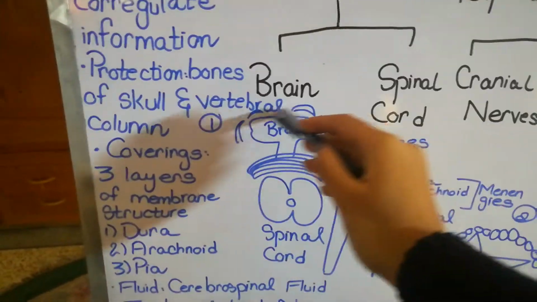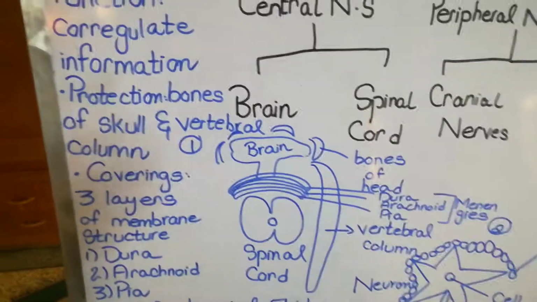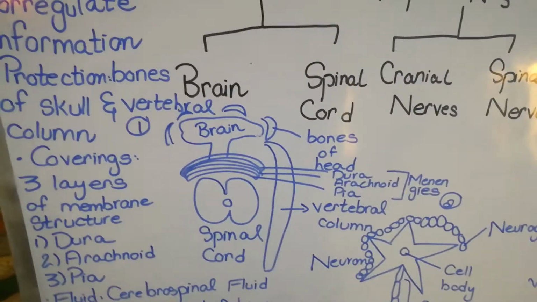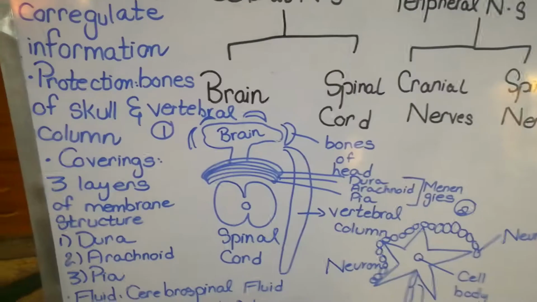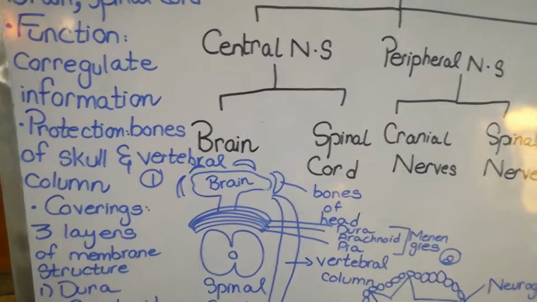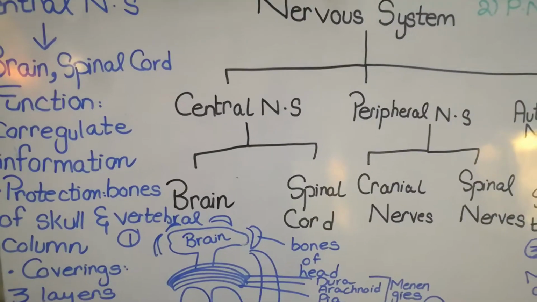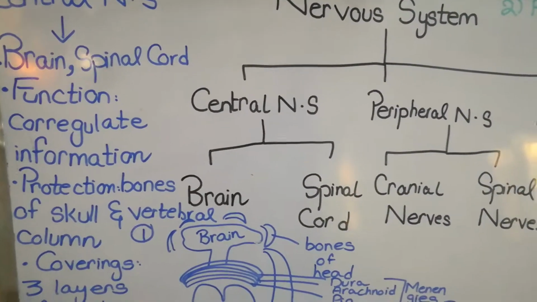Now this brain and spinal cord should be protected as well, because they are very important structures and they have to be protected by some means. Now in our human body, we see that the brain and spinal cord are present in the mid region of our body. So in front, your brain is in the upper part region.